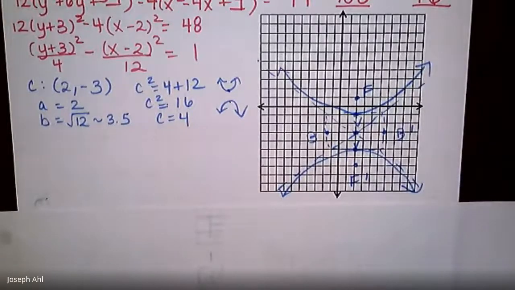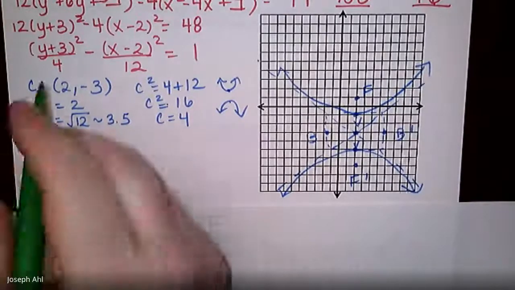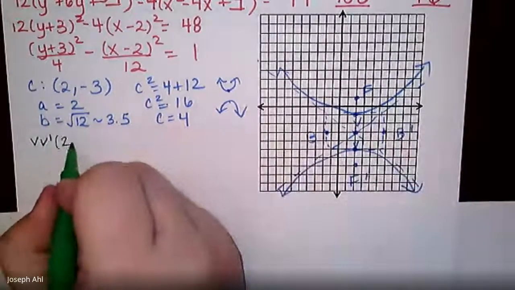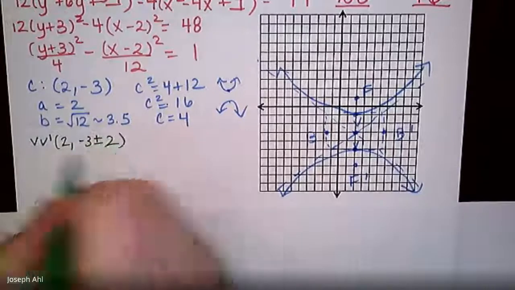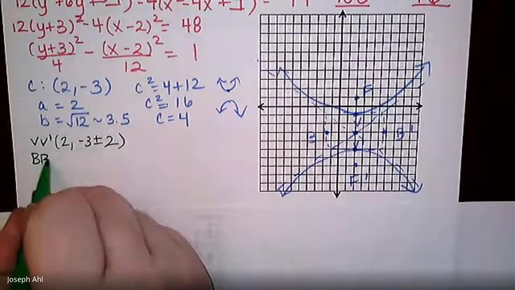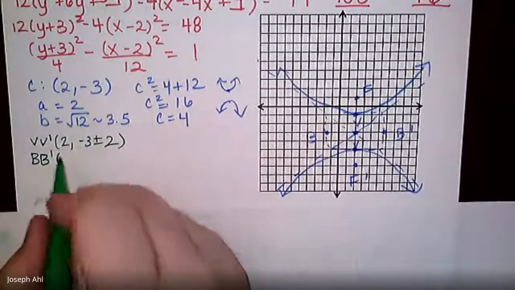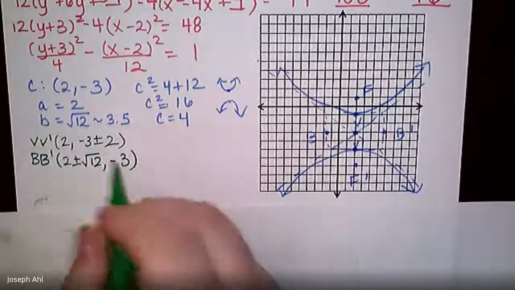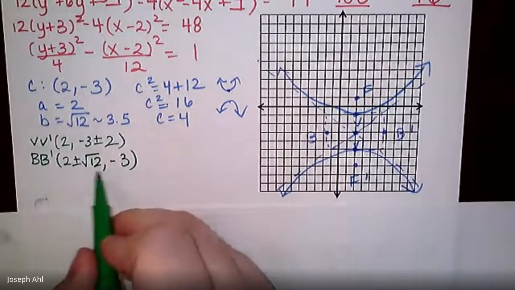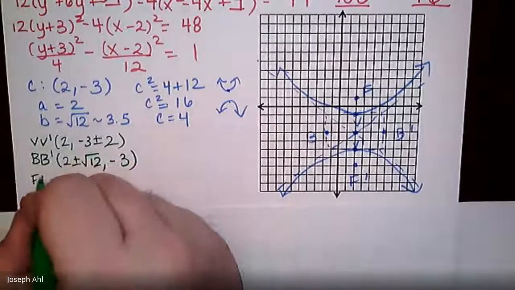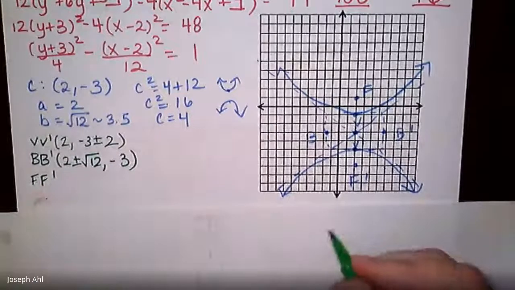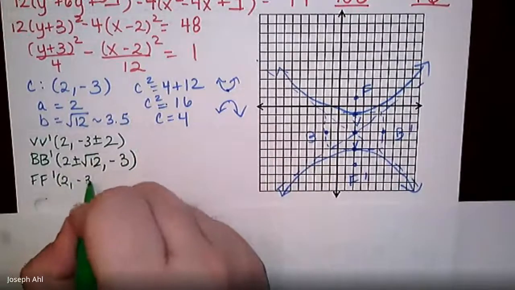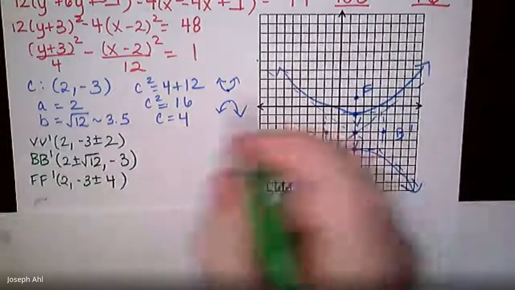From there, I can go ahead and start listing some coordinates. So we've got the vertices v and v prime, those went up and down. So it's (2, -3 plus or minus 2). For the ends of the conjugate axis, they went left and right, radical 12. (2 plus or minus radical 12, -3). For any of you asking or thinking about, do you have to simplify the radical? The answer, in my opinion, is no. All right, f and f prime went up and down 4. So (2, -3 plus or minus 4).